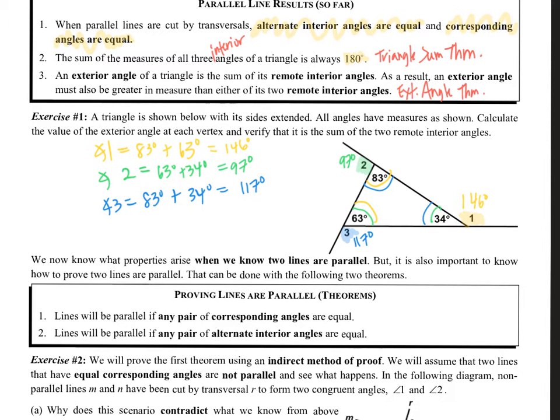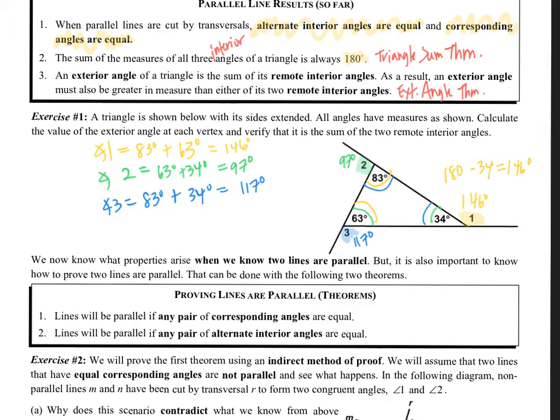So in order to verify that angle 1 should actually be 146 degrees, I would just do 180 minus 34, to find out what that supplementary angle would be. And let's make sure that we're staying consistent with the colors. So 180 minus 34, and you betcha it's going to be 146.